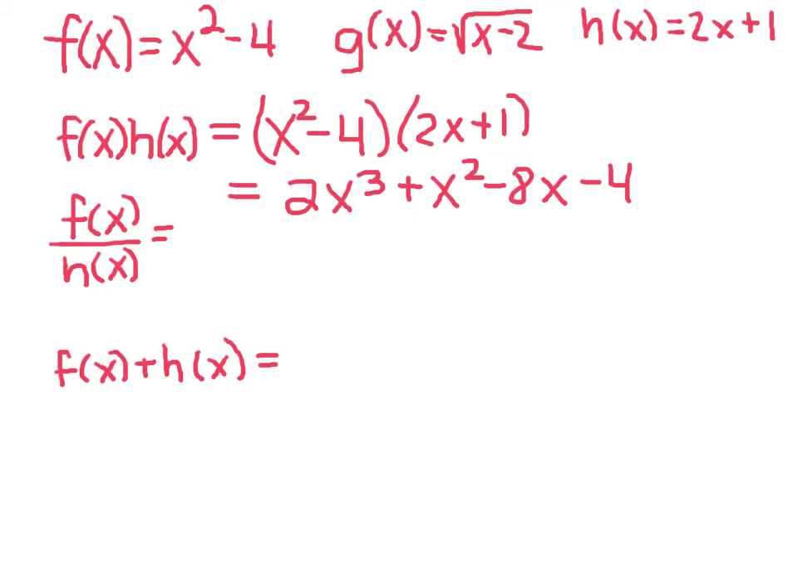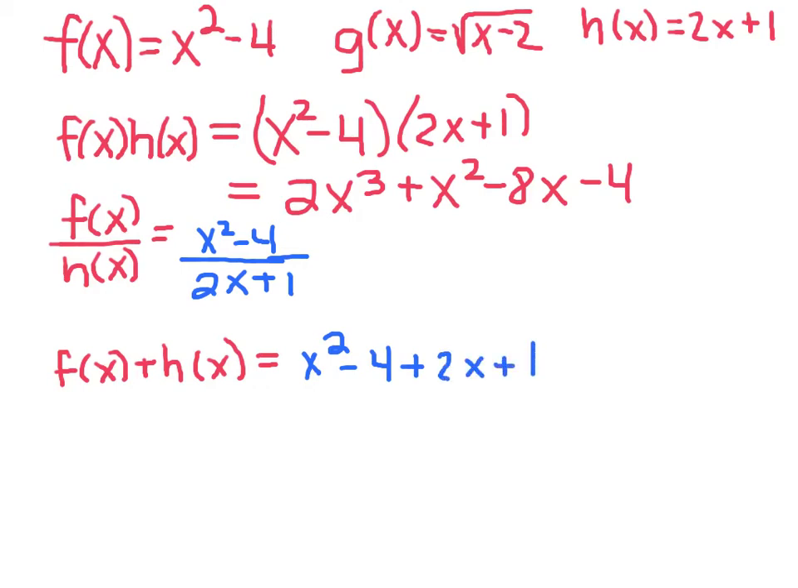In the next example, division, you would have to take x squared minus 4 divided by 2x plus 1. This doesn't have anything that cancels, so you would stop right there. If you had to graph it, it would be kind of complicated because it has a slant asymptote. If you're asked to add, you just need to worry about combining like terms. And that's about it.